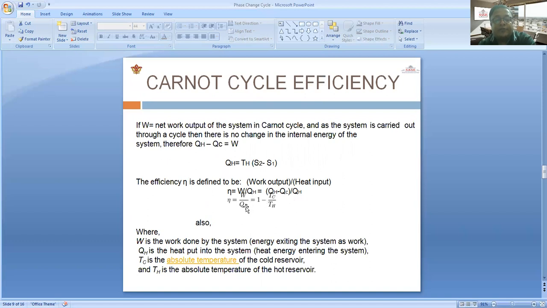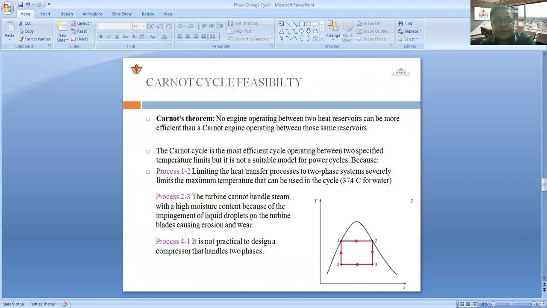W upon QH, that is the net work done upon the heat input, is equal to 1 minus TC by TH, where TC is the condenser temperature or the cooling temperature, and TH is the hot body temperature, where the heat supply takes place. W is also called the work done by the system, the energy leaving the system as work. QH is the heat input into the system. TC is the absolute temperature of the cold reservoir.